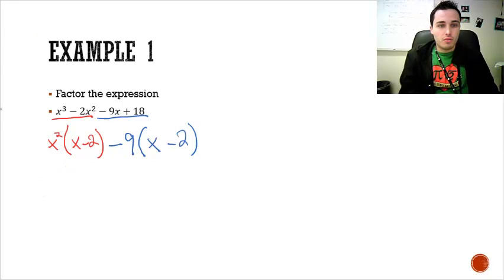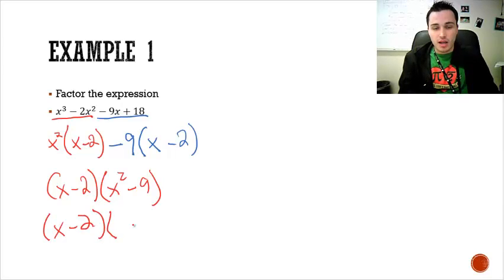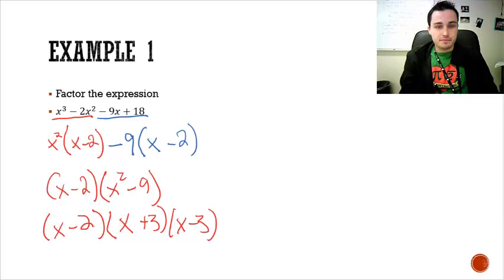And so then we pull the x minus 2 out to the side, and then that would leave me with the x squared and the minus 9. And once again, x squared minus 9 is a difference of squares type of factoring, so I can go one step further and say that this is x minus 2 times x plus 3 and x minus 3. Because again, that's difference of squares.